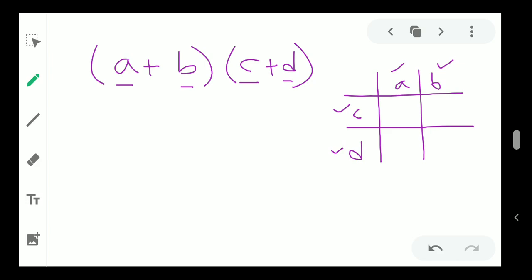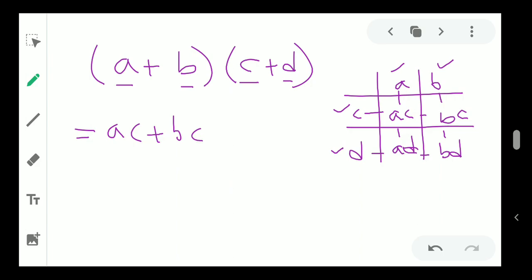And now I will multiply them individually. So C and A will become AC. C with B will become BC. A with D will become AD. And finally B and D will become BD. Then ultimately I will write all the terms together. So AC plus BC plus AD plus BD. So that will be my result.